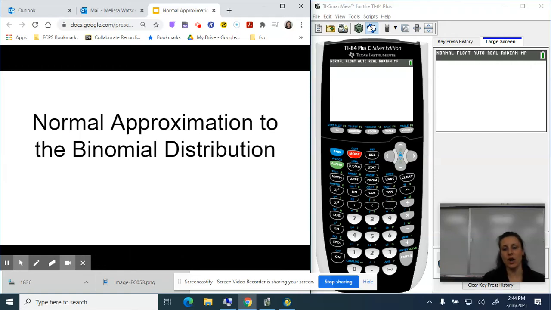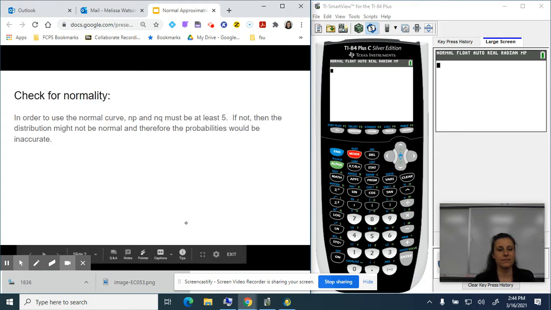In this lesson, we're going to be talking about the normal approximation to the binomial distribution. So in this lesson, we're trying to use the normal curve to approximate a binomial probability.